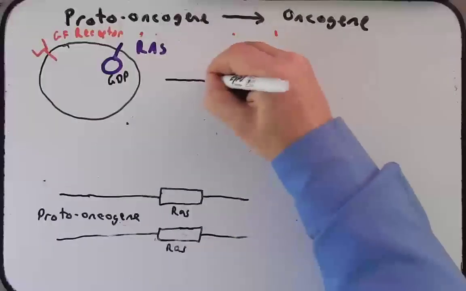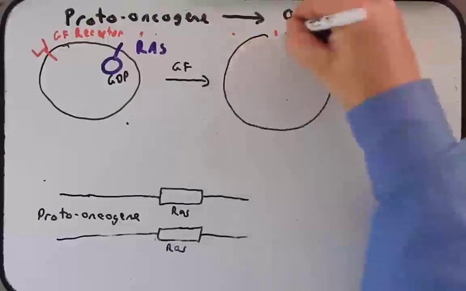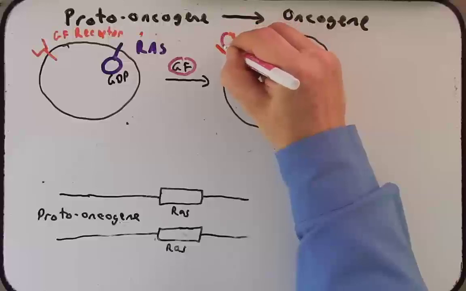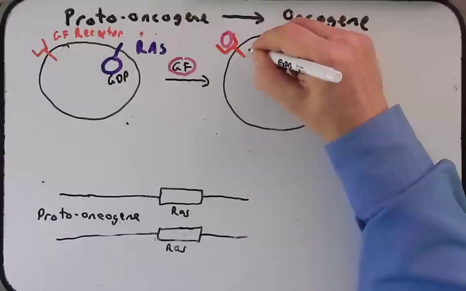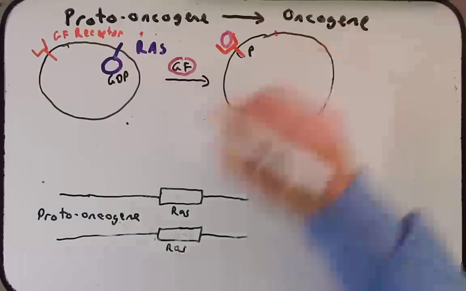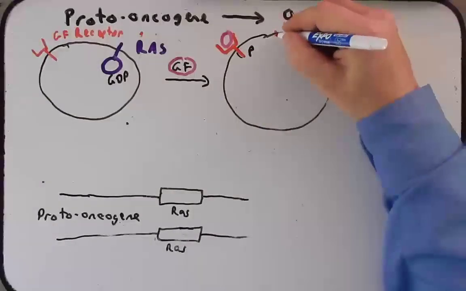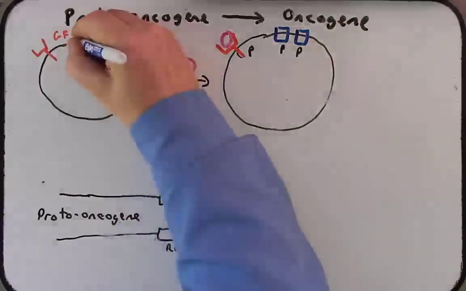Now, if we were to add a growth factor to this, the growth factor would bind to the receptor, and that triggers a response within the cell. Don't worry too much about the details here. I'll draw some of them. When that happens, this growth factor receptor becomes phosphorylated. It will then phosphorylate a series of other proteins here. I could draw these over here, didn't need to, but I will.